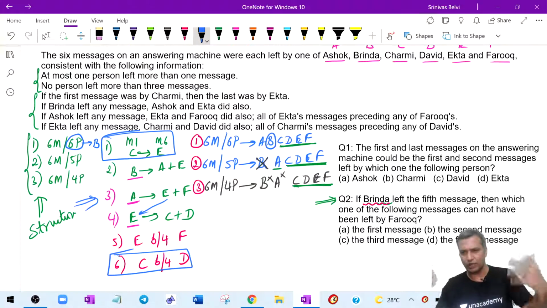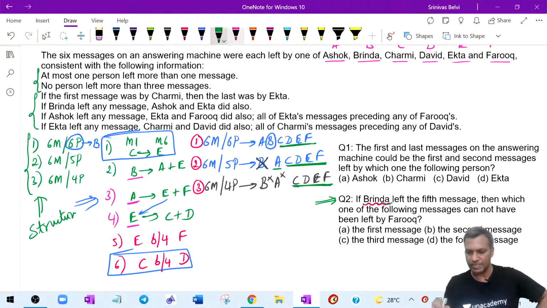Right, the rest of them we already kind of understood and it is done. Let's go to the second question. This was a sitter. Why? Because anybody who understood the puzzle a little bit would have treated this question like a sitter. If Brinda left the fifth message, then which one of the following messages cannot have been left by Farooq?